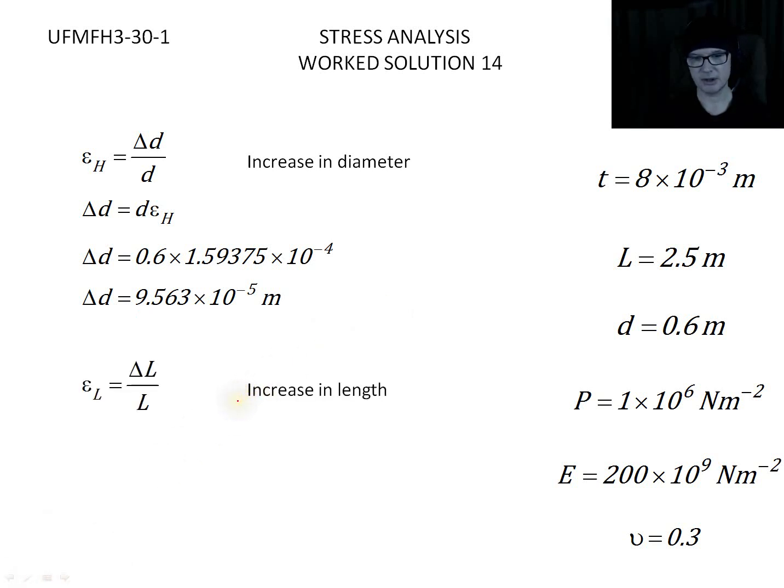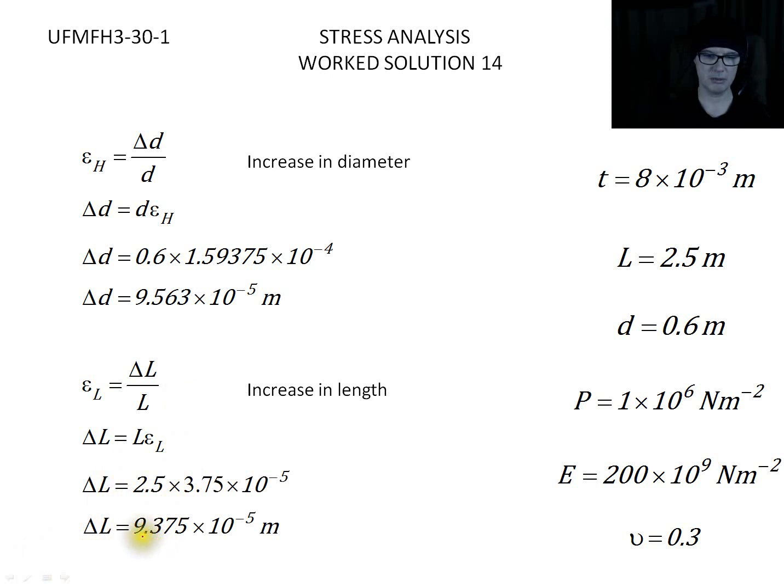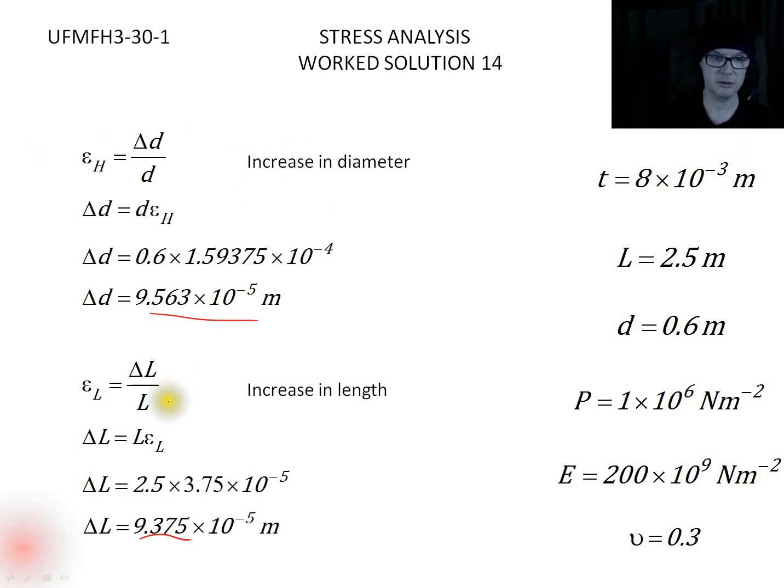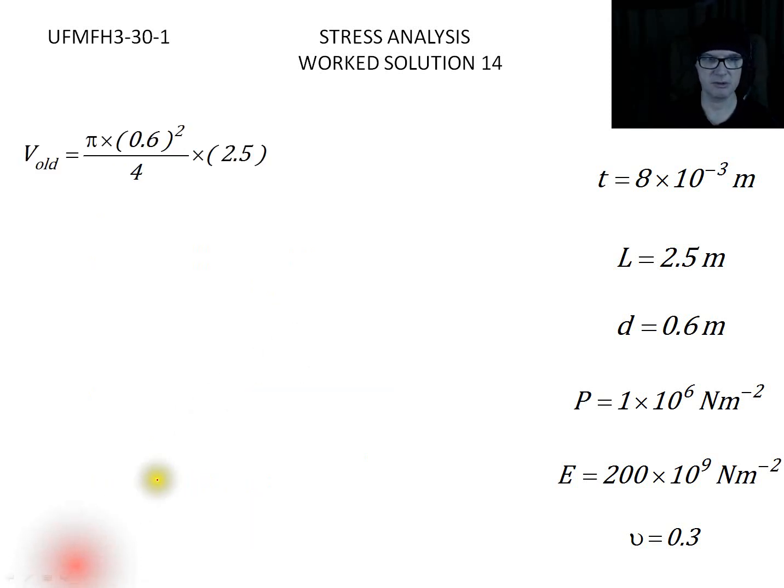Now let's look at the increase in the length. So rearrange that, times it by 2.5, and now we've got how much that's increased. So we've got how the diameter has increased and how the length has increased. To work out the volume, we've got two options. One way of doing this is to make sure that these results are as accurate as you can. You don't want to be rounding these answers really.